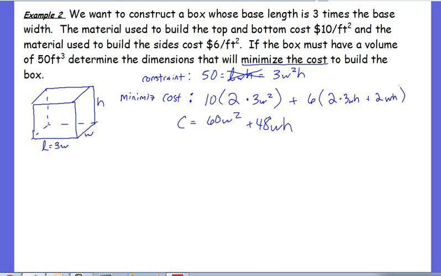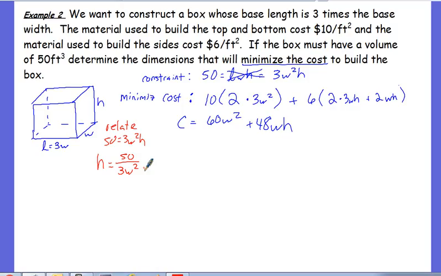So, let's relate 50 equals 3W squared H, and I want to solve for H. This is actually very simple. H equals $50 divided by 3W squared. Are we good with that? We good? Okay.